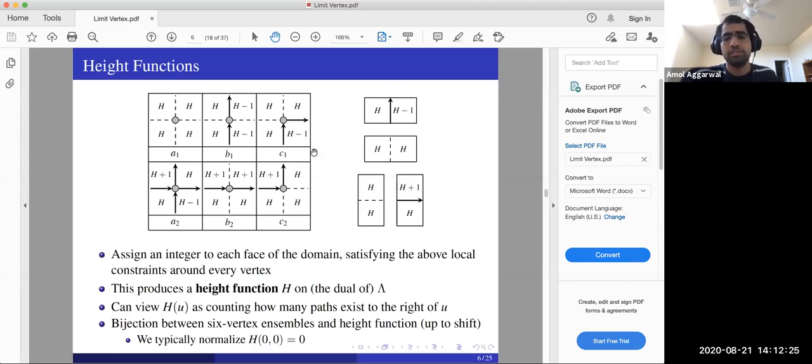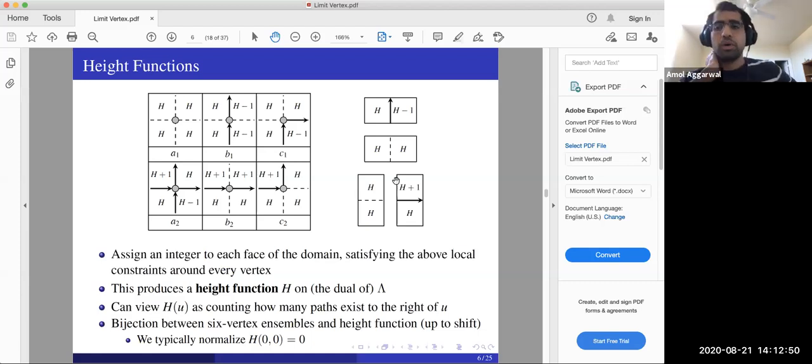So what you can say is you can view h of u as counting how many paths exist to the right of u, although this is up to a global shift. So for example, here, if there are h paths to the right of this face here, then after I cross one of these paths, there are going to be h minus 1. And likewise, there's a similar thing going on here.